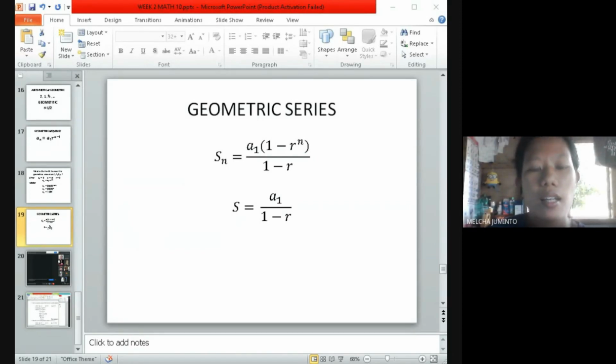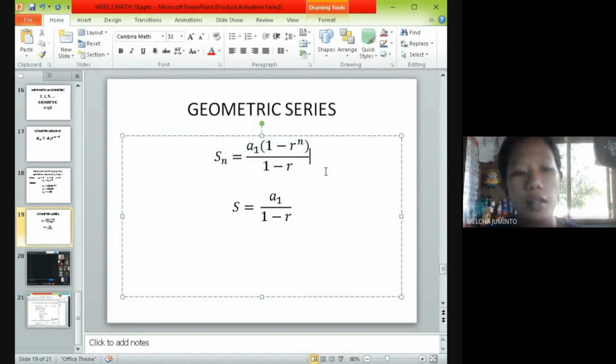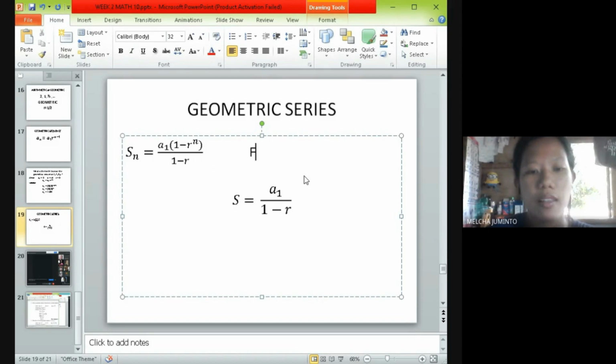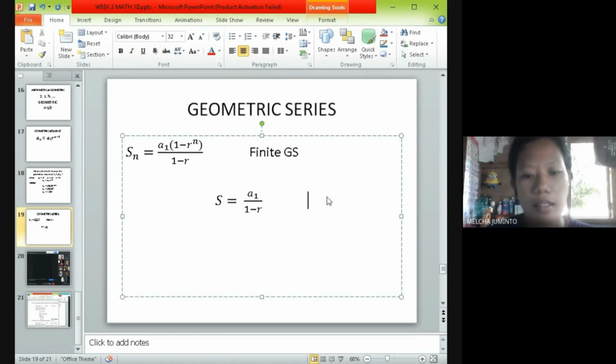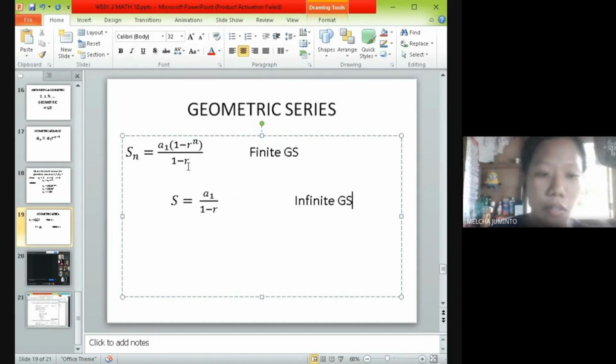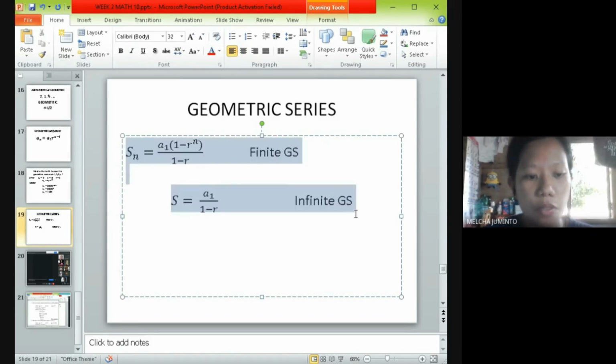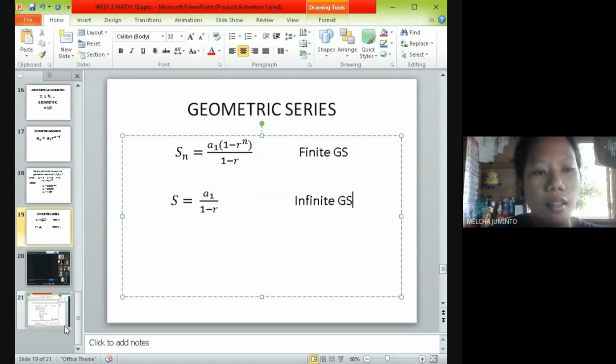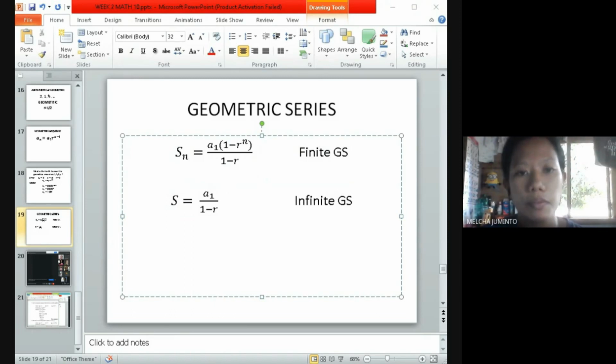For geometric series, this is the sum of the terms of a geometric sequence. There are 2 formulas. The first one is for the finite. Ito yung finite geometric sequence. Well, this one, nasa baba, is intended to be used if the geometric sequence is an infinite geometric sequence. Yeah, so these are the 2 formulas for geometric series. You can proceed with the learning activity sheet to learn some examples on how to apply the formula.